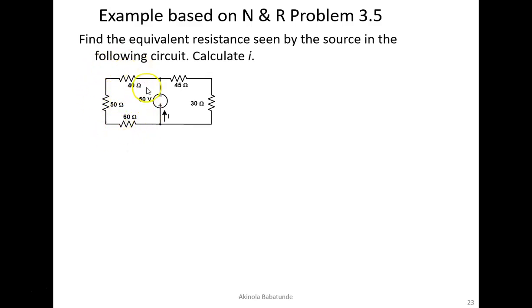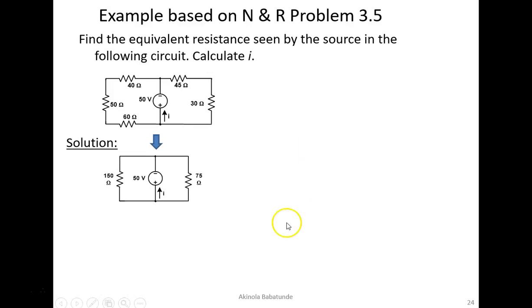Hence, their equivalence will be 40 plus 50 plus 60, and that should give us 150 ohms. So we have 75 ohms, and then we have 150 ohms on either side. So we have 150 ohms here and 75 ohms on the right hand side. If you look at this critically, what you would find out is that the current flowing through the 150 ohms equivalent resistance is different from the current flowing through the 75 ohms equivalent resistance. So since the currents are different, it means they are connected in parallel.